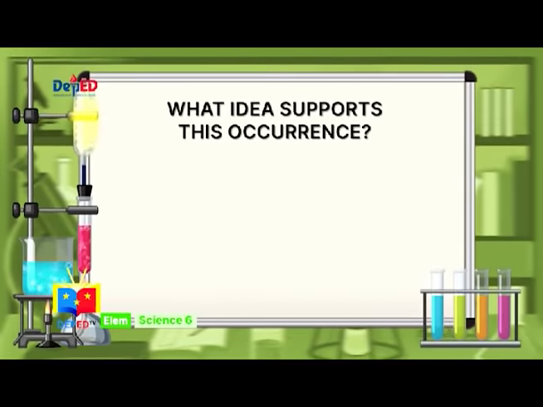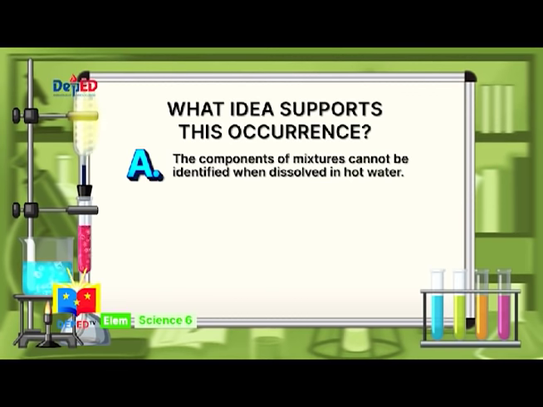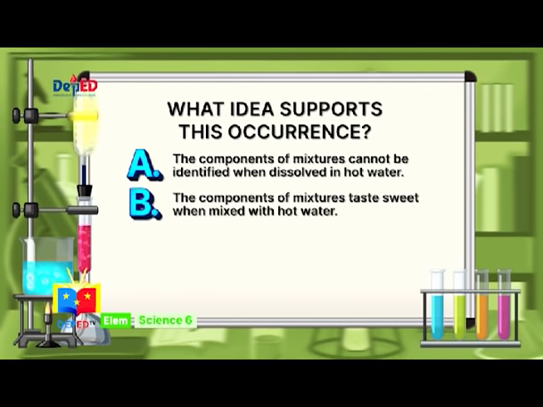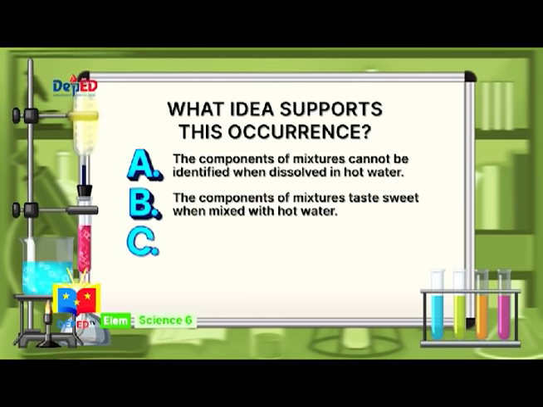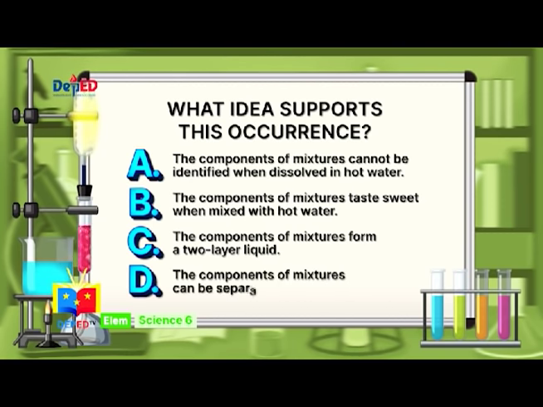Which statement supports this occurrence? A. The components of mixtures cannot be identified when dissolved in hot water. B. The components of mixtures taste sweet when mixed in with hot water. C. The components of mixtures form a two-layer liquid. Or D. The components of mixtures can be separated. The correct answer is letter A. The components of mixtures cannot be identified when dissolved in hot water.